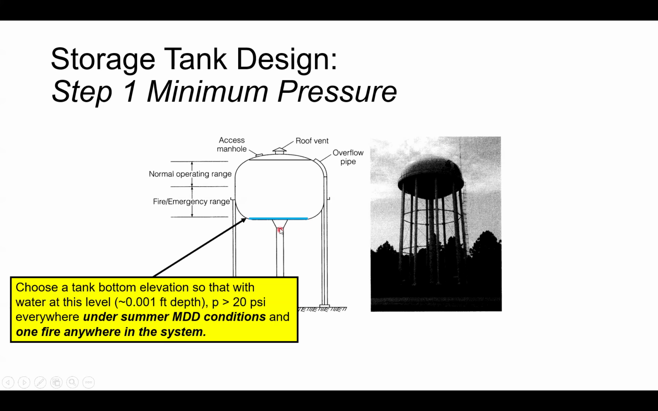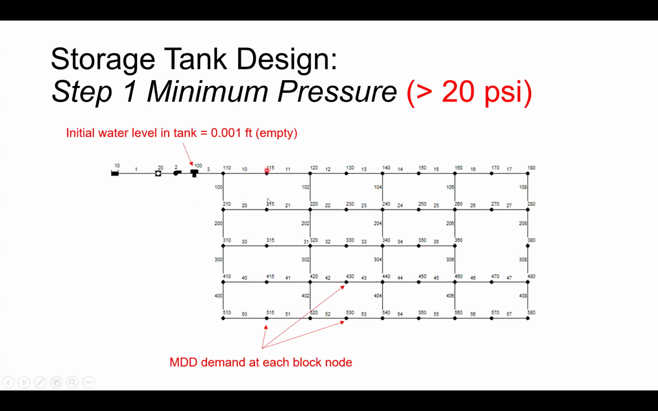You are going to assume that the tank is about dry. We have to put a number in there for the model run. So we're going to put a thousandth of a foot for the depth. And then we're going to adjust the elevation so that we get greater than 20 PSI under summer maximum daily demand conditions at all those nodes. So you will go into the model and assign those values at each node. Okay, maximum daily demand, initial water depth in the tank, thousandth of a foot.